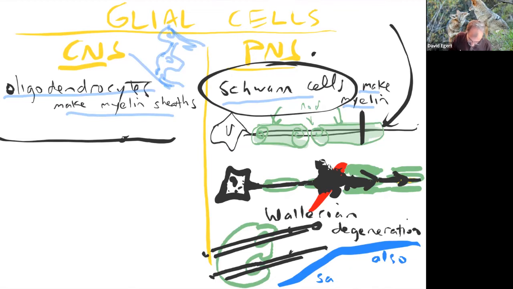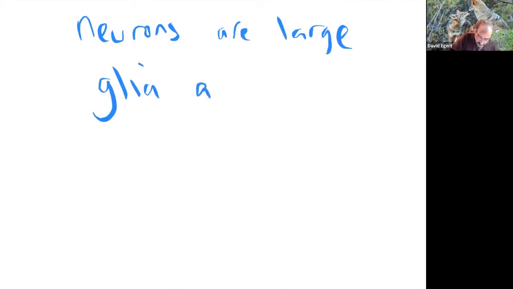I'm going to put this in for completeness. But we don't even really know what they do. They probably help maintain the surrounding environment and cushion the neurons and stuff like that. You know, they get their name because, in fact, I should say neurons are large, glia are smaller and more numerous.